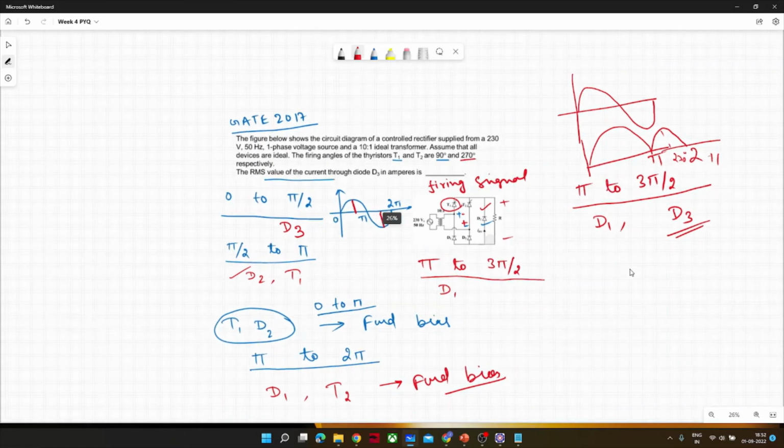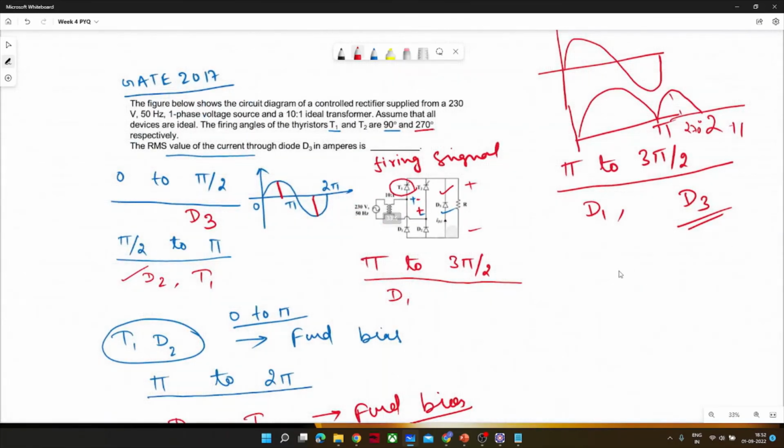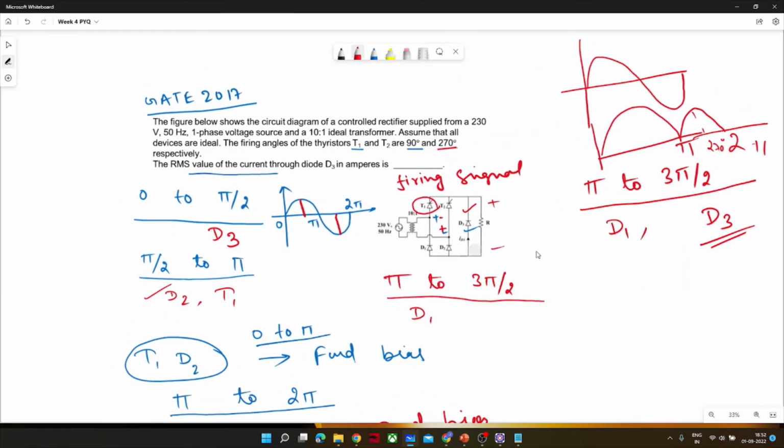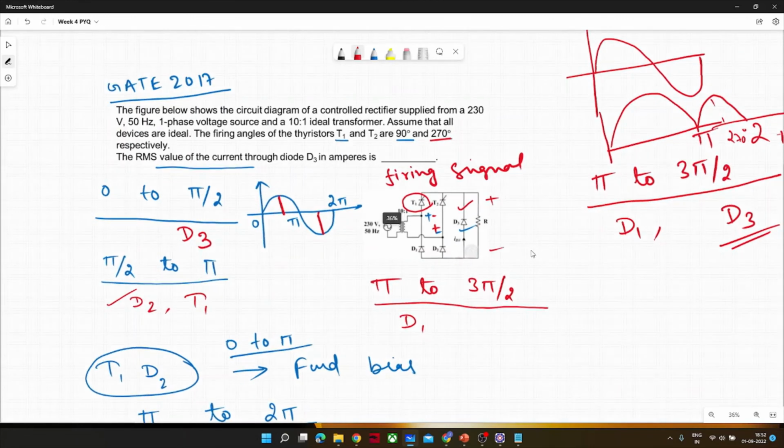Actually, ideally D3 should have conducted, but there is no energy. Means after pi, there is no energy, so no conduction of D3 would happen. That's why the RMS value of current through diode D3 would be 0, because no current is going through it from 0 to pi by 2 or pi to 3 pi by 2.